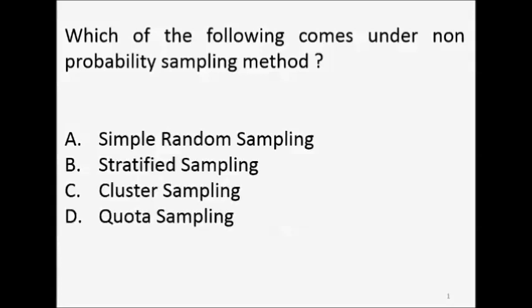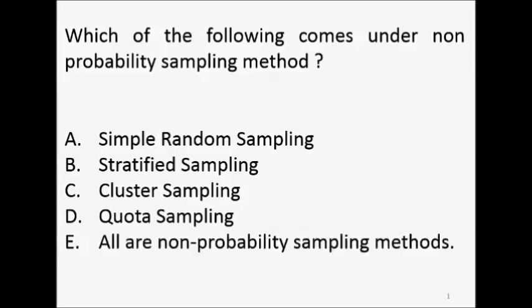Which of the following comes under non-probability sampling method? Your options are simple random sampling, stratified sampling, cluster sampling, quota sampling, and all are non-probability sampling methods. The correct answer is quota sampling. Why am I discussing this question? Because it was asked in the CRP 9 marketing main examination of IBPS.